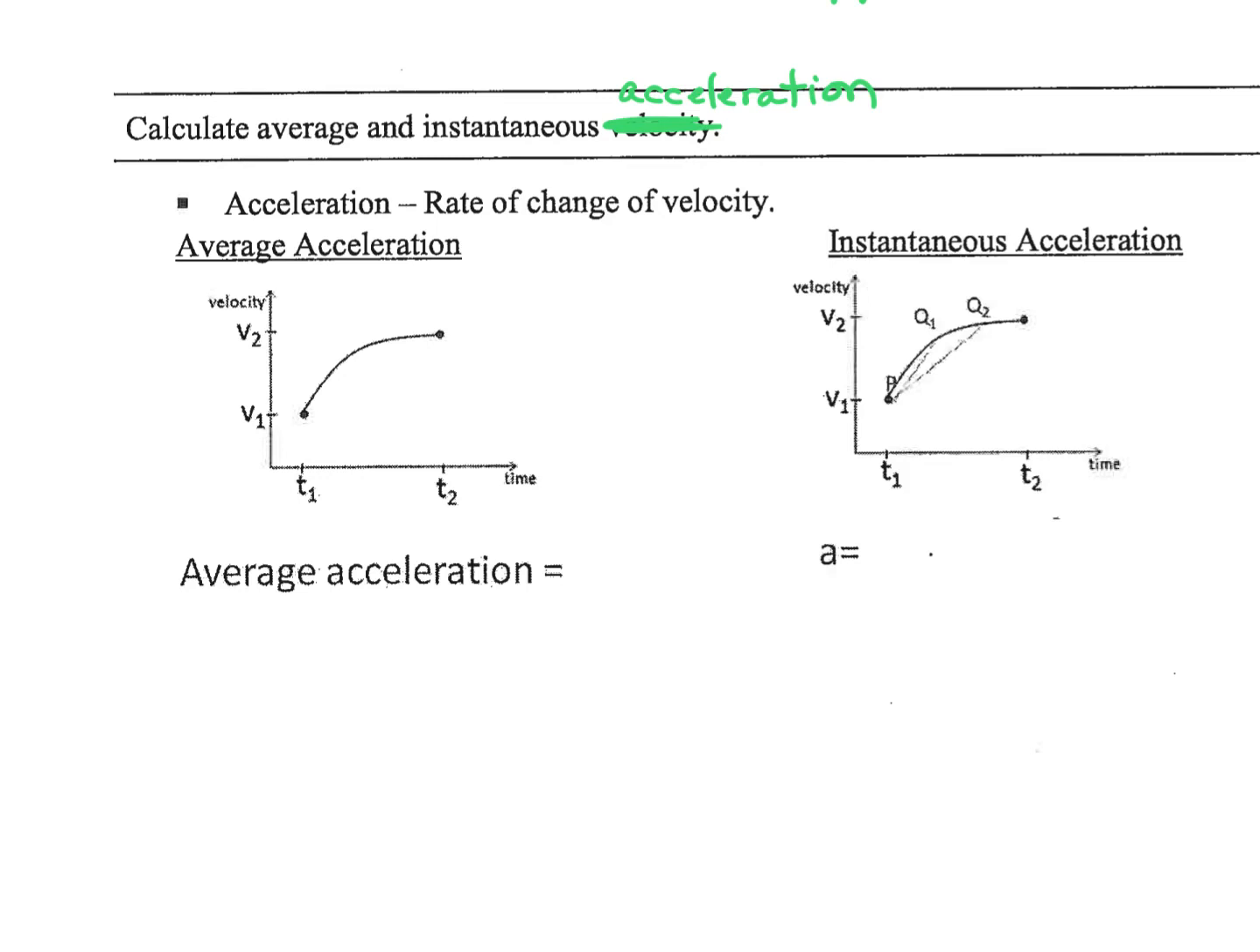So average acceleration. If average velocity was the change in position over change in time, then what is the average acceleration? Change in velocity over change in time. But instantaneous would be what? Yes, it would be the limit as t approaches 0 of delta v over delta t. So it is dv/dt.